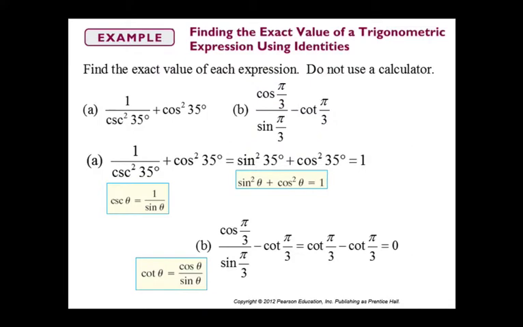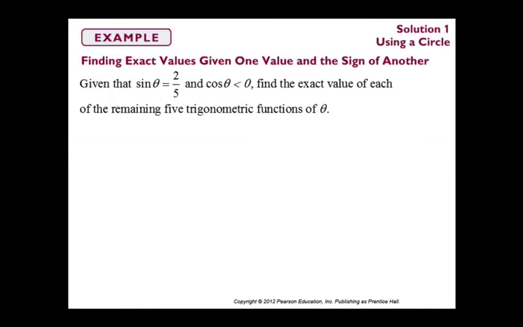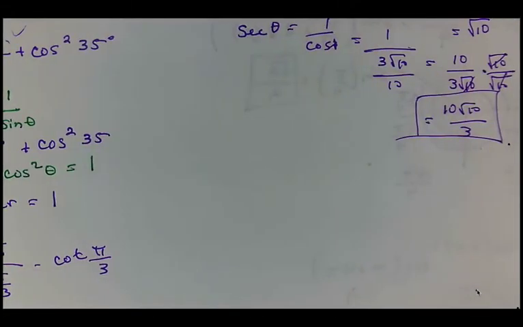So we're going to take a look at the next section: find the exact values of a trig function of an angle, given one of the functions and the quadrant of the angle. Here we're given sine of theta is 2 over 5. We're also given that the cosine of theta is less than 0, and we need to find the exact value for each of the 5 trig functions. So let's jump on our graph, or drawing here.